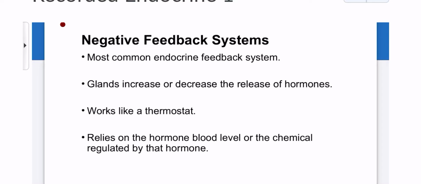These work as a negative feedback system. This is the most common type of system. It works like a thermostat. So when the temperature rises to a level that is comfortable, that you have preset, the thermostat turns off until it gets too cold again, and then it will rise up to turn on the heat and bring the temperature back to a comfortable level.